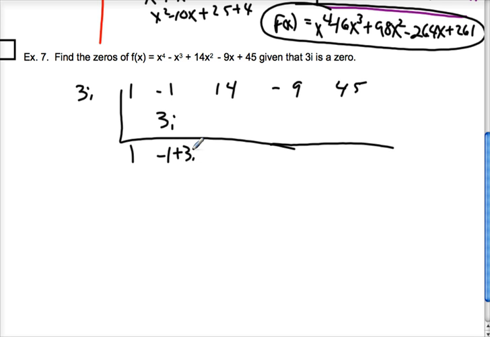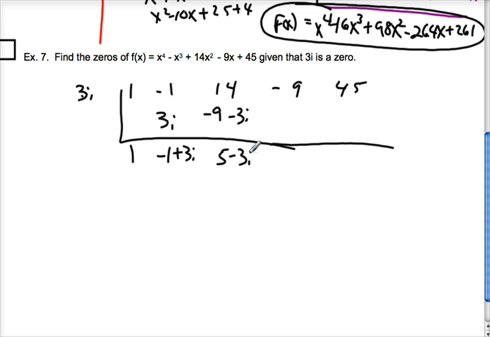What's 3i times negative 1 plus 3i? Well, it's got a negative 3i. And then 3i times 3i is 9i squared, which is negative 9. Add straight down, I get 5 minus 3i.